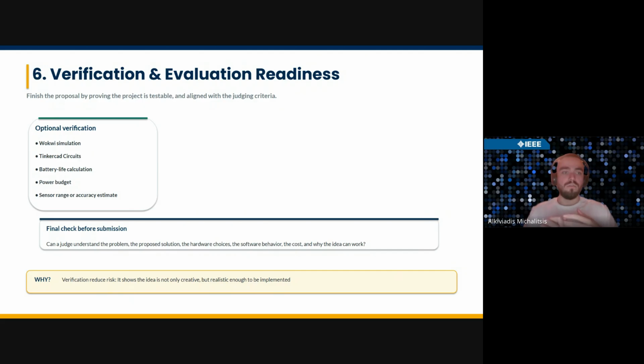Also, you should take into consideration all the different kinds of costs that it might create, and you should also think before you purchase, for example, a sensor.